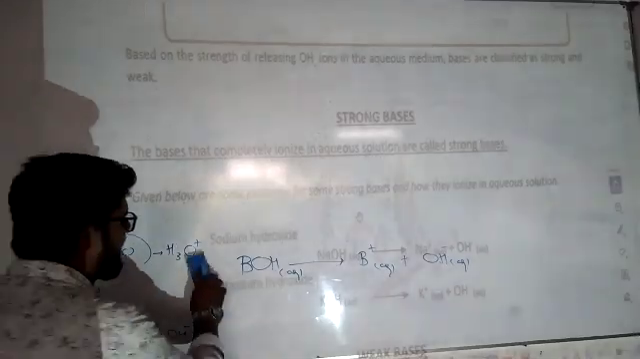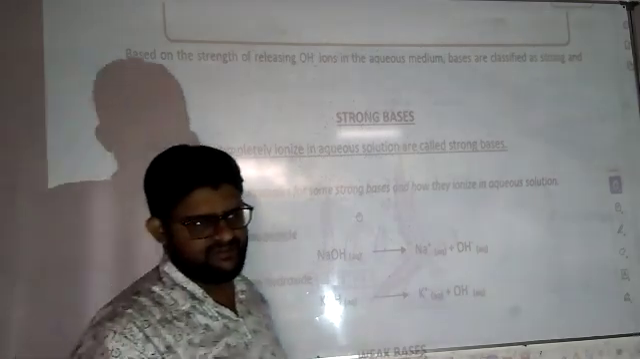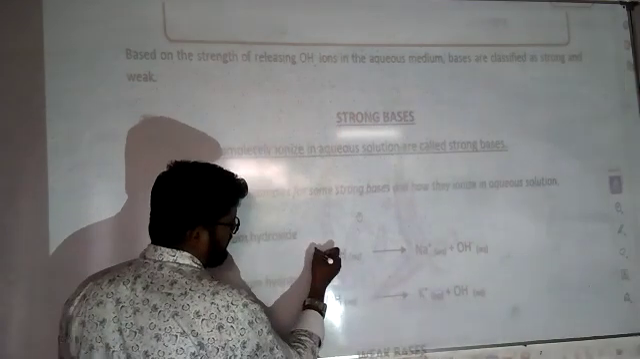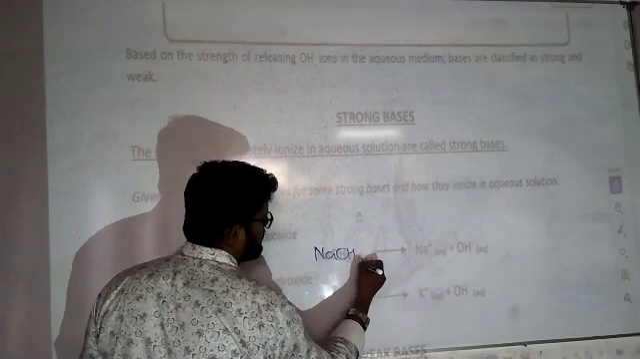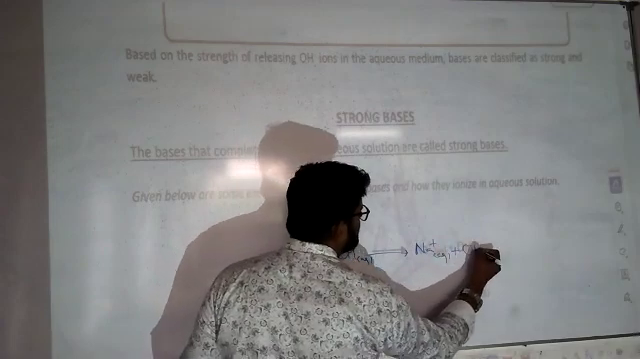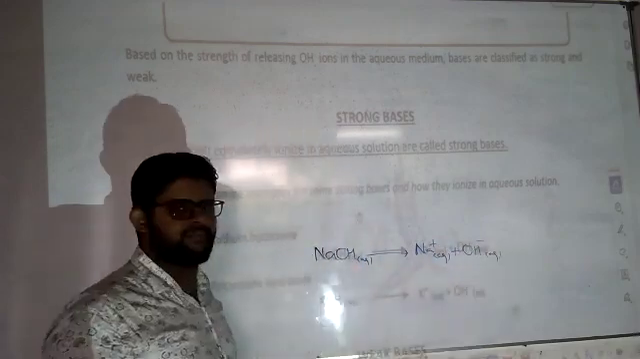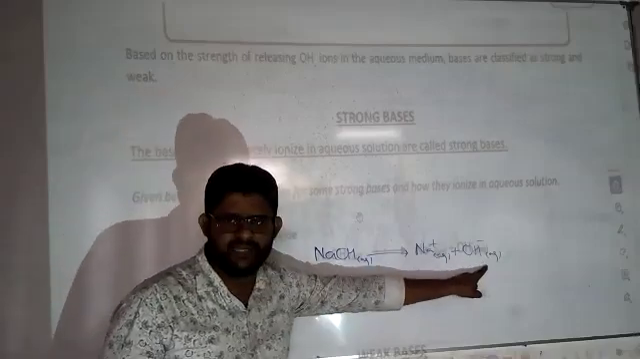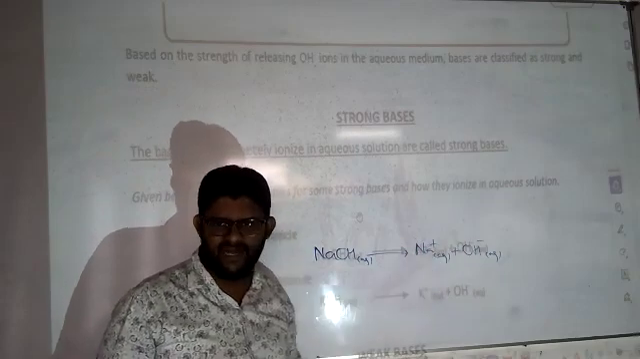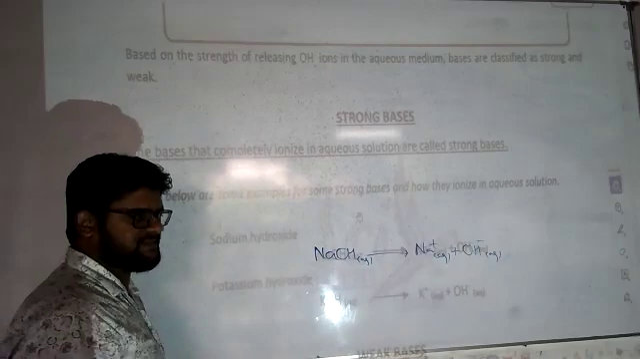Highlight: the bases that completely ionize in an aqueous medium are called strong bases. They completely release OH minus ions, hydroxide ions. What are the examples? Sodium hydroxide, NaOH, releases OH minus ions, forming sodium plus. Can you see that the complete OH minus has come out? No OH remains added to sodium. All of them have ionized, so both sides are balanced.